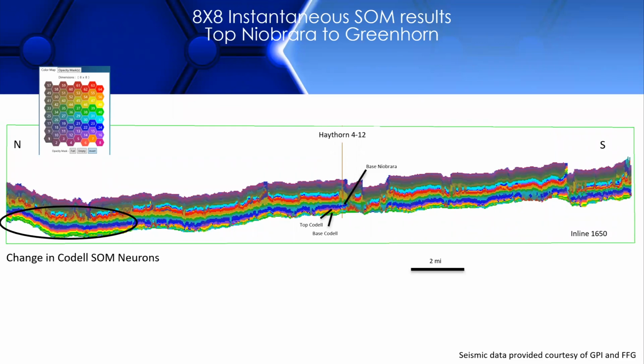One of the interesting things you see is over on the north side of this inline, you see a very continuous 2 neuron stacking pattern in the Codell SOMs, whereas as you go further to the south, you can track it through here in the yellow and red. And I wanted to look in 3D to see how far this red-yellow pattern extended and whether we could assign some geology to it.